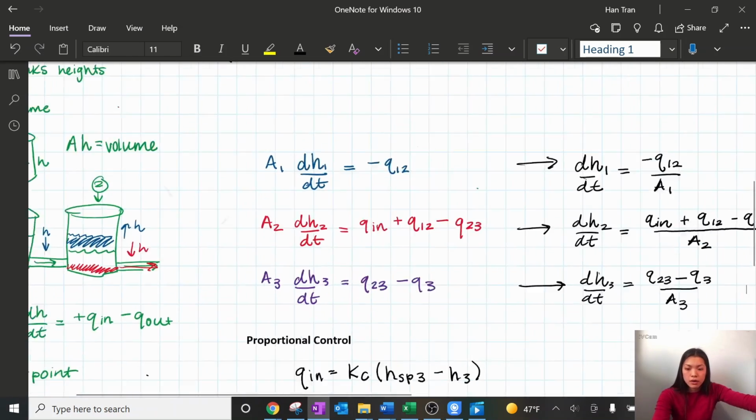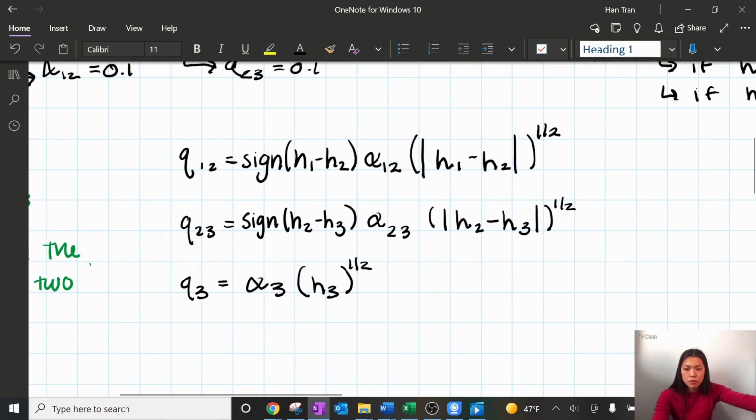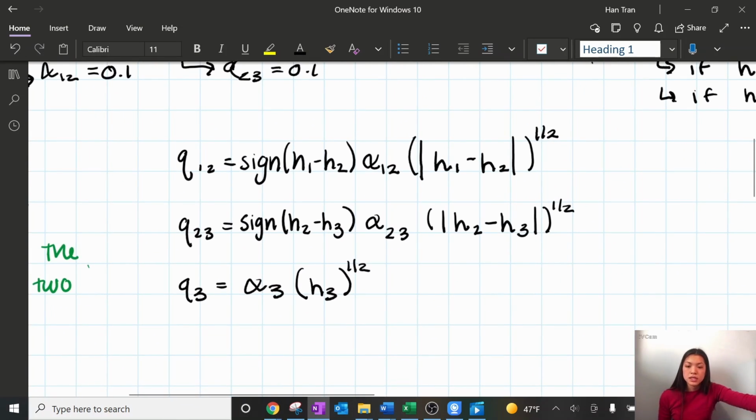When we were writing our equations, we said that the flow from tank 1 to tank 2 is the sign of the difference in the fluid heights of tank 1 and tank 2, multiplied by the proportionality constant of tank 1 to tank 2, multiplied by the absolute value of the difference of the fluid heights of tank 1 minus tank 2, to the 1/2.